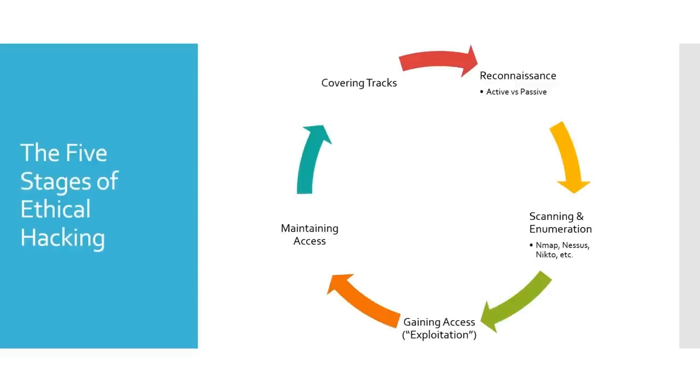We'll move into the internal side of things with Active Directory. We'll start working with our web applications and our wireless, and we will touch on maintaining access and covering tracks, but you're going to see this methodology over and over, and you might also get this question in an interview, to describe the 5 stages. So it's important to know these. It's just something that every ethical hacker can rattle off pretty quickly.